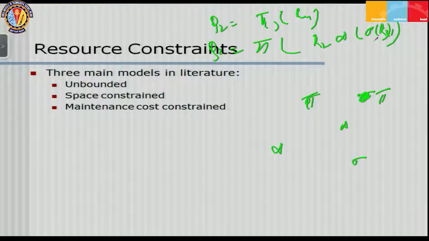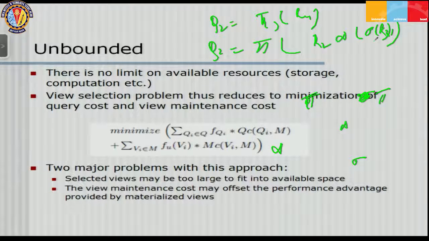So let me first talk about the unbounded model. There is no limit on available resources, be it storage or computation, etc. You assume that you can materialize as many views as you want, right? And view selection method thus reduces to minimization of the query cost and the view maintenance cost.